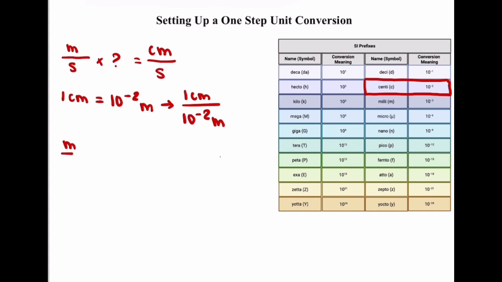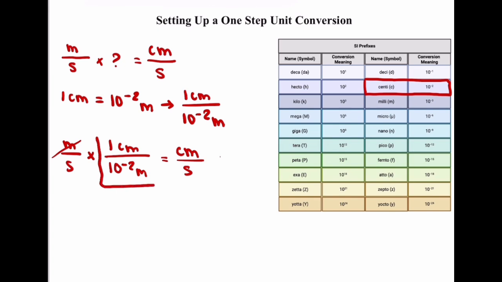So meters over seconds times 1 centimeter over 10 to the negative 2 meter equals centimeters over seconds. And the meters will cancel, and that's how we're left with centimeters over seconds. So our final answer is 1 centimeter over 10 to the negative 2 meter. You want to set your conversion up in a way so that your units will cancel on the top and bottom and be left with the correct units on the top and bottom of your final answer.